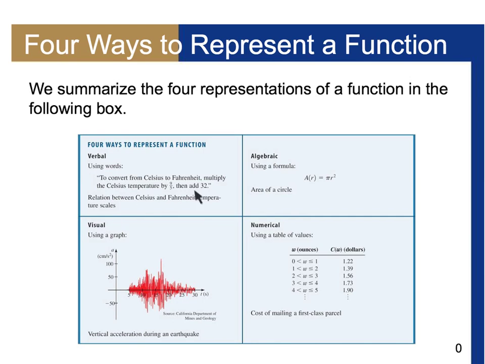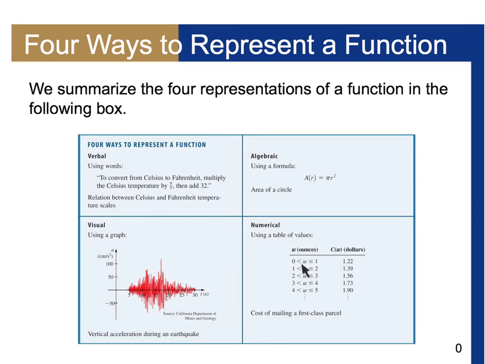So here's a summary of the 4 ways. Verbally, we can use words: to convert from Celsius to Fahrenheit, multiply the Celsius by 9/5, then add 32. And then algebraically, we did the area of a circle, A of r equals pi r squared. Here's our seismograph, where you can see, as we go left to right, the vertical acceleration during an earthquake as time goes by. You'd see the little needle that would draw this, so you can think of that up and down as the function as time goes by, marking the seismic activity there.